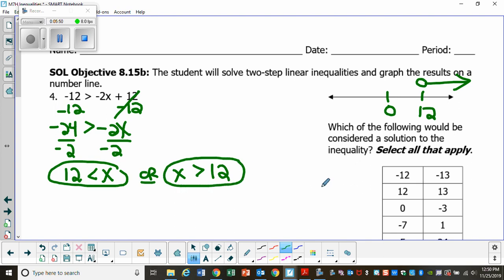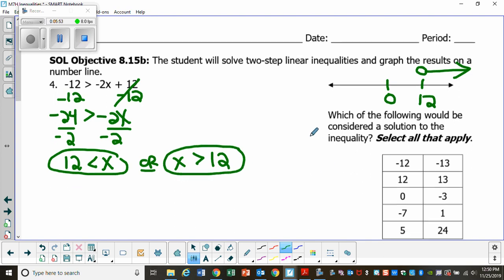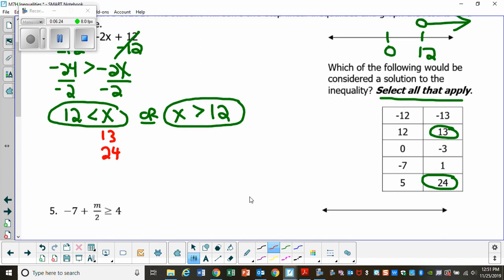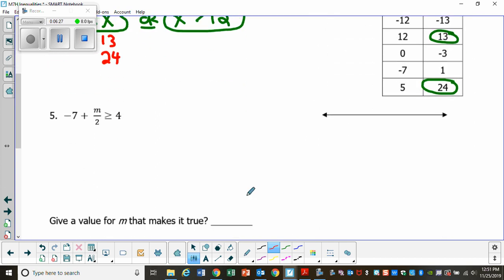And so now it says, which of the following would be considered a solution to the inequality? Select all that apply. So you're going to pick all values that are greater than 12. So that's going to be 13 and 24. If you put 13 and 24 in the original inequality, you can see that 12 is smaller than 13 and 12 is smaller than 24. Okay, make sure we didn't miss any here. Greater than 12. And we're all set. So those two.